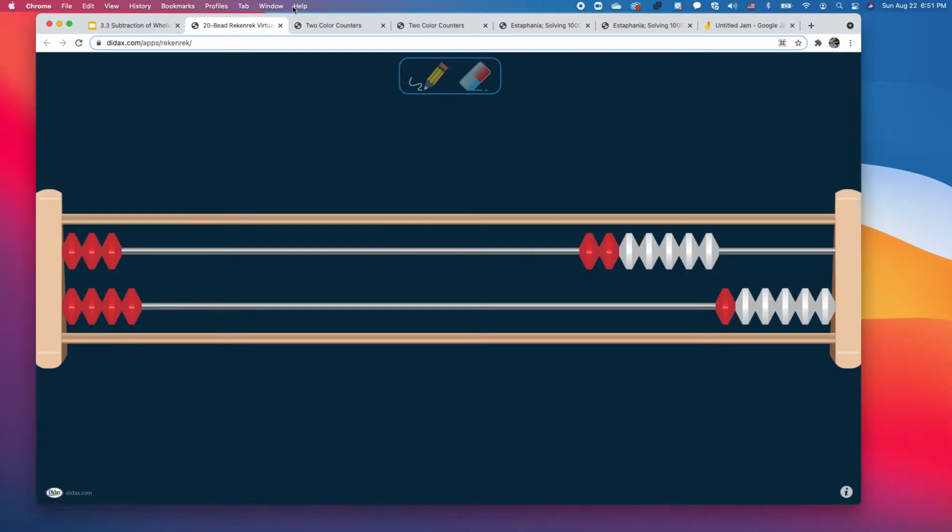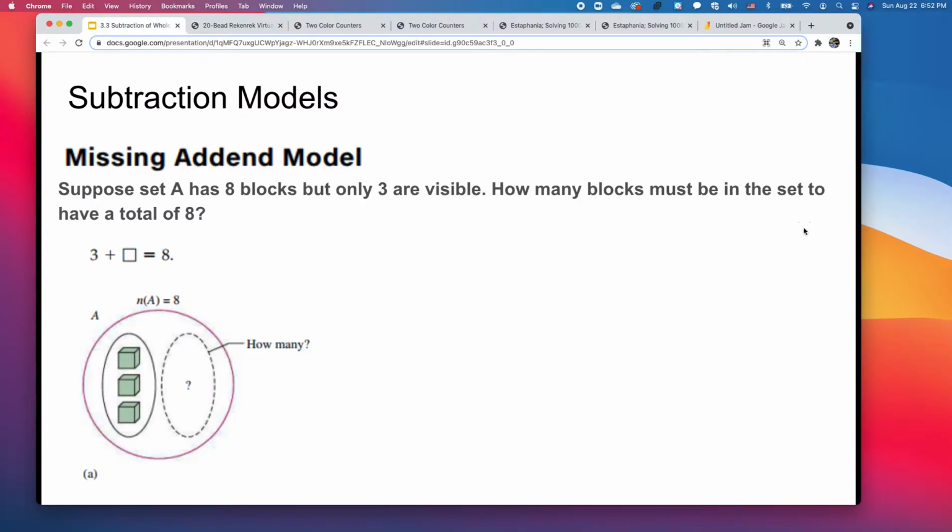Okay, there we go. Okay, so the rekenrek is another tool that I wanted to introduce to you. Okay, and there are good websites showing how teachers are using the rekenrek in many different ways. So please take a look at those.